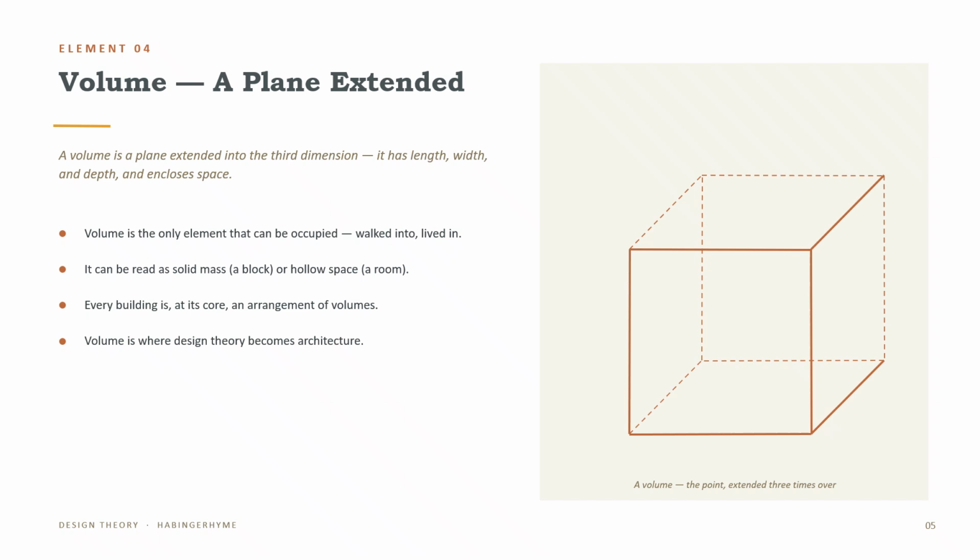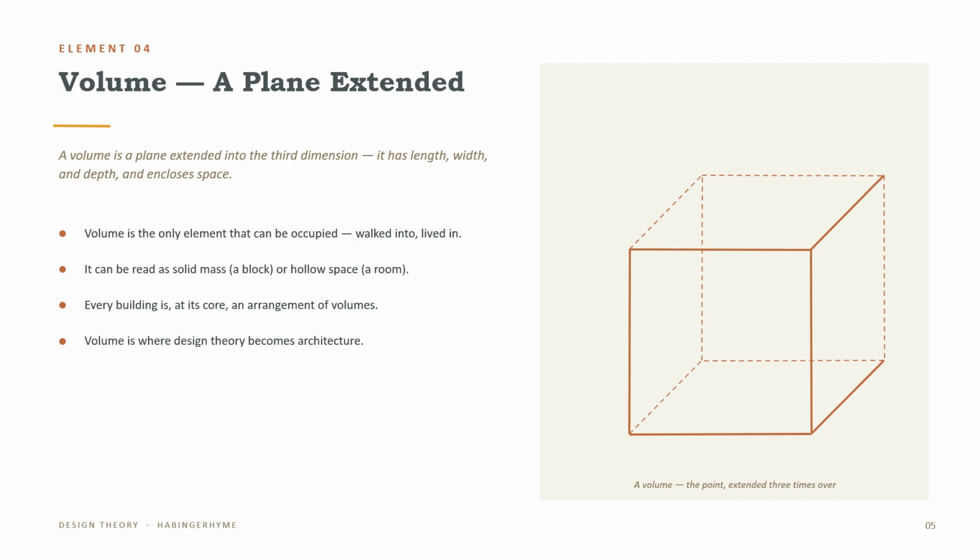So from this lesson, we will remember this is element 4, volume, a plane extended. A volume is a plane extended into the third dimension. It has length, width, and depth, and encloses space. Volume is the only element that can be occupied, walked into, and lived in. It can be read as solid mass, a block, or hollow space, a room. Every building is, at its core, an arrangement of volumes. Volume is where design theory becomes architecture.